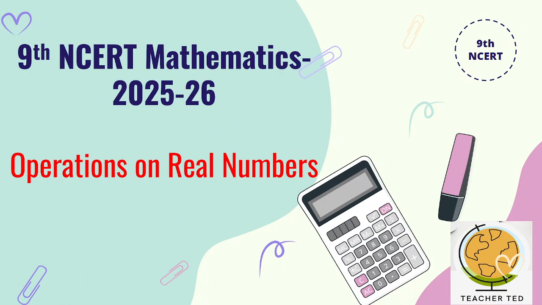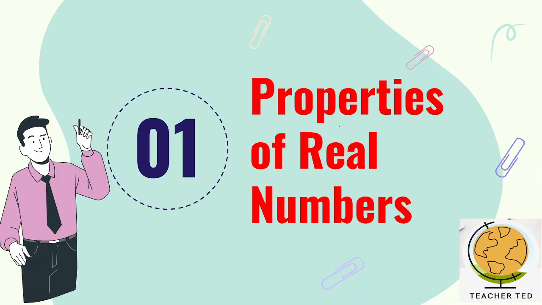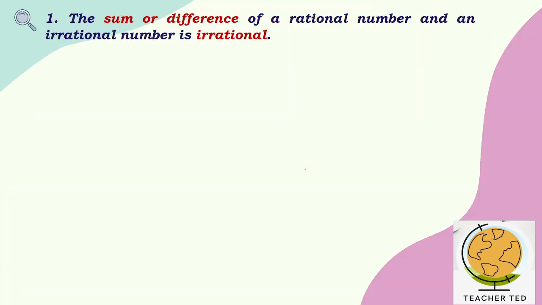Today we are going to learn about operations on real numbers. In this, we learn some of the properties of real numbers. The first property of real numbers says the sum or difference of a rational number and an irrational number is irrational. So we know a rational number is one which can be written in the form of p by q, and irrational numbers are those which cannot be written in the form of p by q.